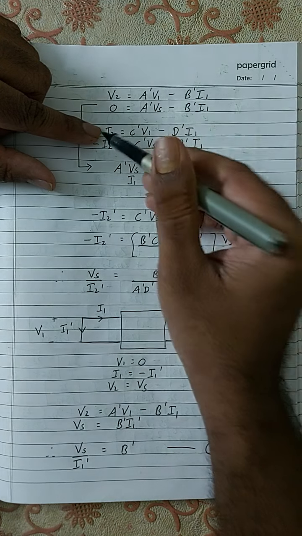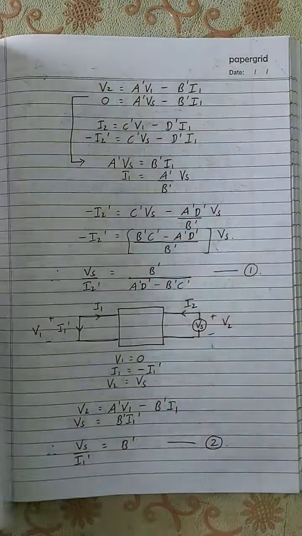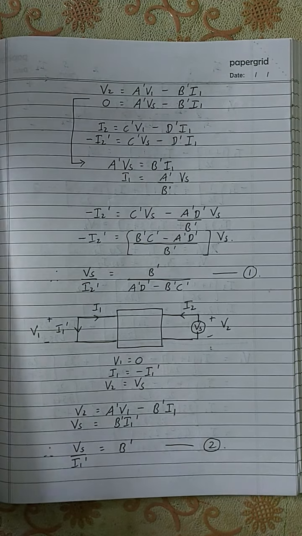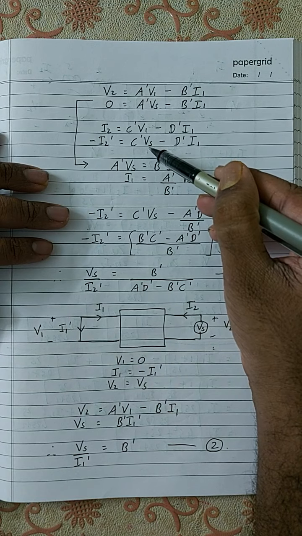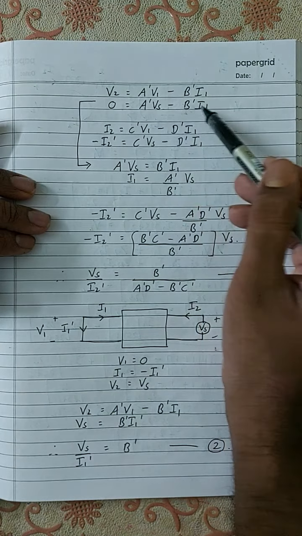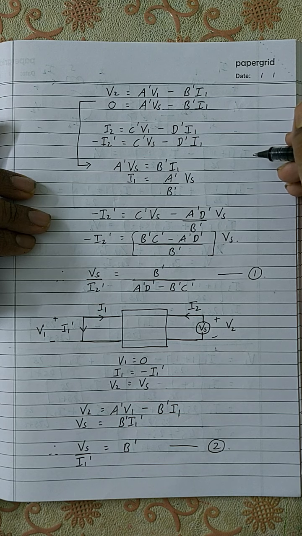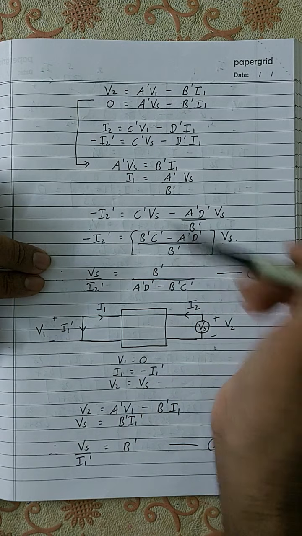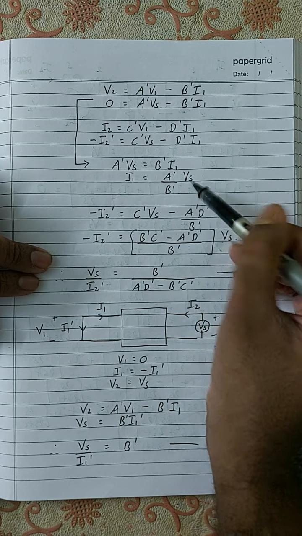I already know that I2 is equal to minus I2 dash, and V1 is equal to Vs. So I substitute I2 as minus I2 dash and V1 as Vs, giving minus I2 dash equals C dash Vs minus D dash I1. From the first equation I can express I1, because I'm trying to find Vs by I2 dash, so the parameter I don't want is I1. I express I1 in terms of Vs: I1 is equal to A dash by B dash Vs.